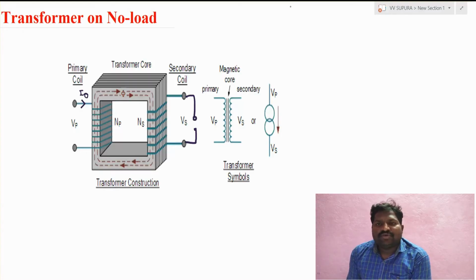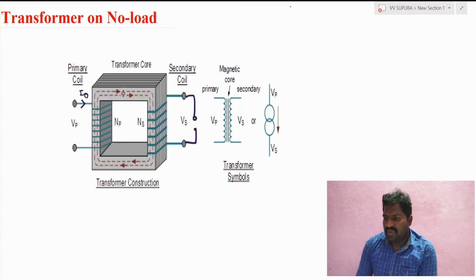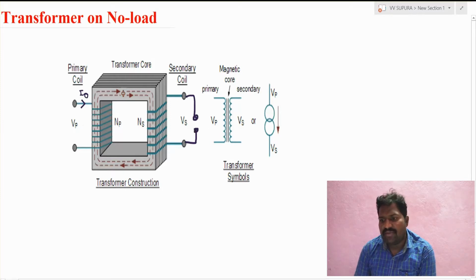Now let's discuss the working condition of the transformer when the load is not connected, that means no load condition, and when the load is connected, that means on load condition. Here we can see the transformer's secondary terminal is open circuited, and when we give primary voltage VP, some current I naught is drawn from the primary side. That is called no load current I naught.